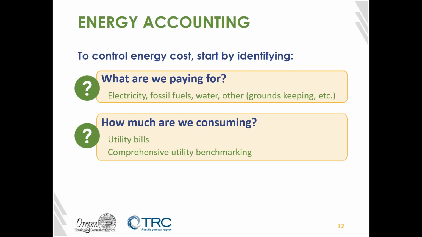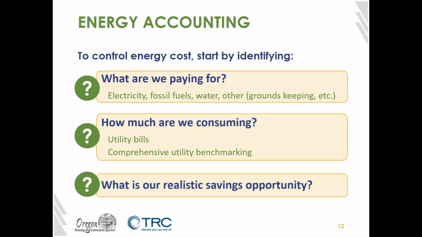A more in-depth and fine-grained way to understand how much you're consuming is using utility benchmarking. And I know benchmarking is not a required component of this program, but it is beneficial for folks to do, and we'll see a little bit more on the next slide about benchmarking. So once we know what we're paying for and how much we're consuming for each of these utilities or end uses, we can know what our realistic savings opportunity really is.